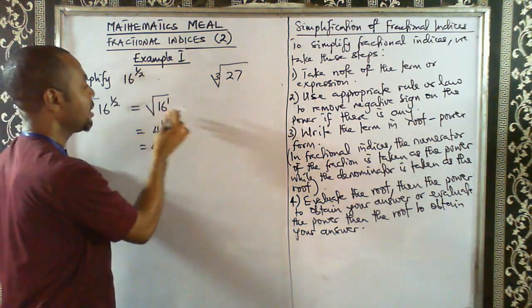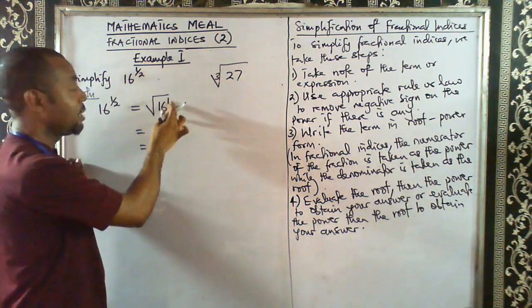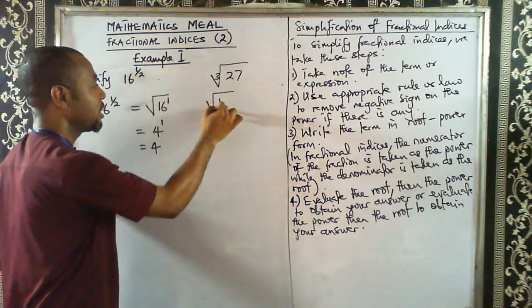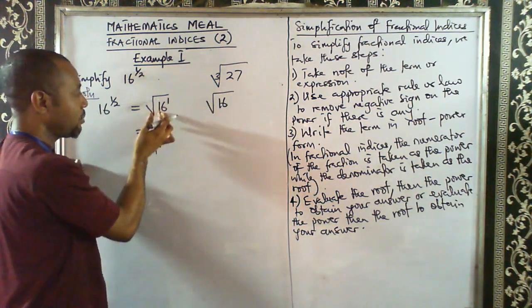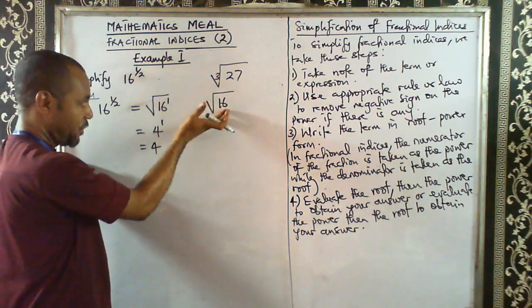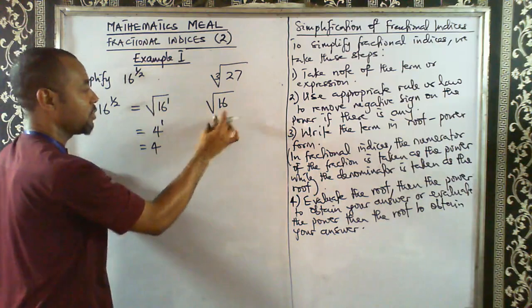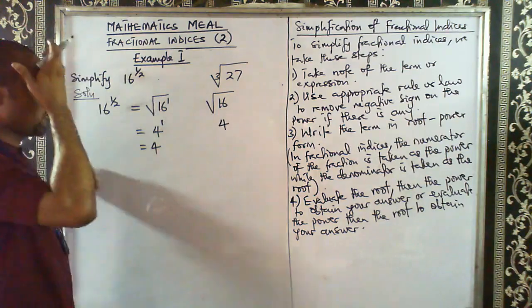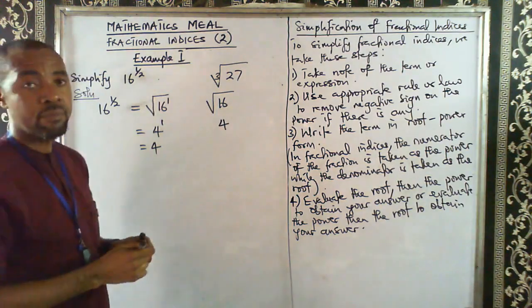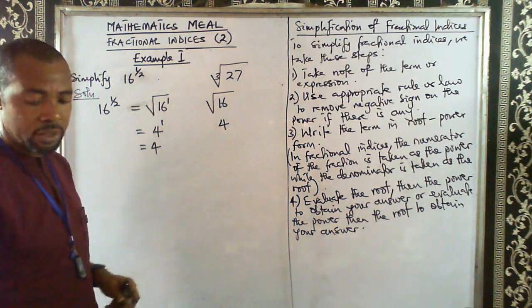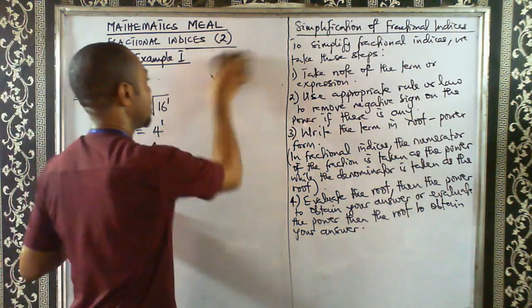Alternatively, someone can say 16 raised to power 1 is 16. So we decided to evaluate the power first by saying 16 raised to power 1 is 16. We have cleared the power. The root is still there. So the square root of 16 now is 4. So we have this as our answer.